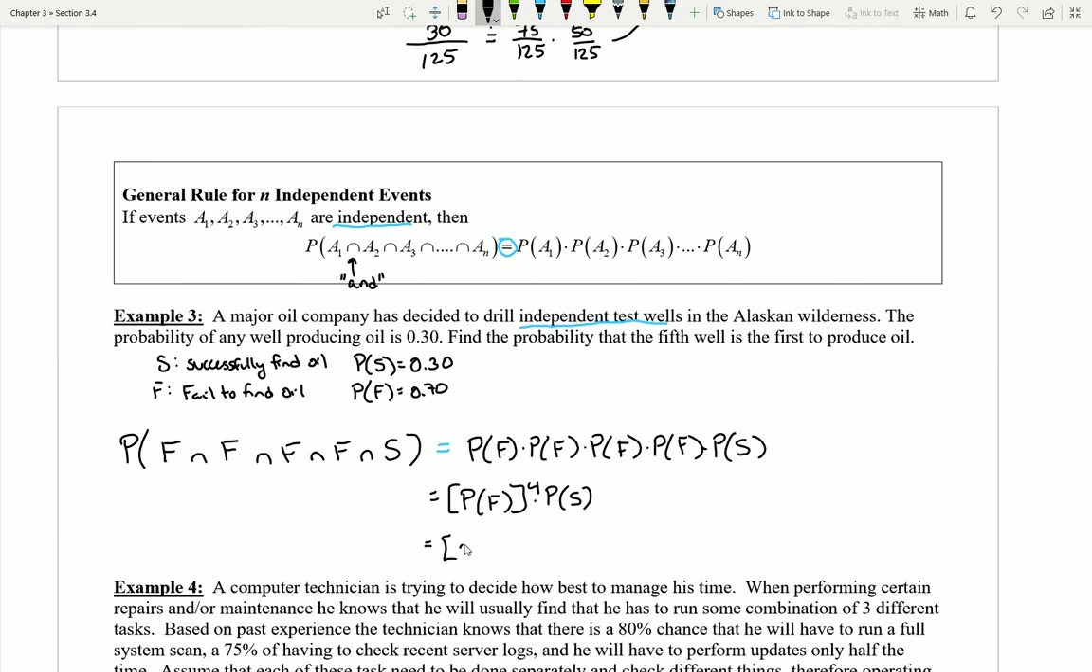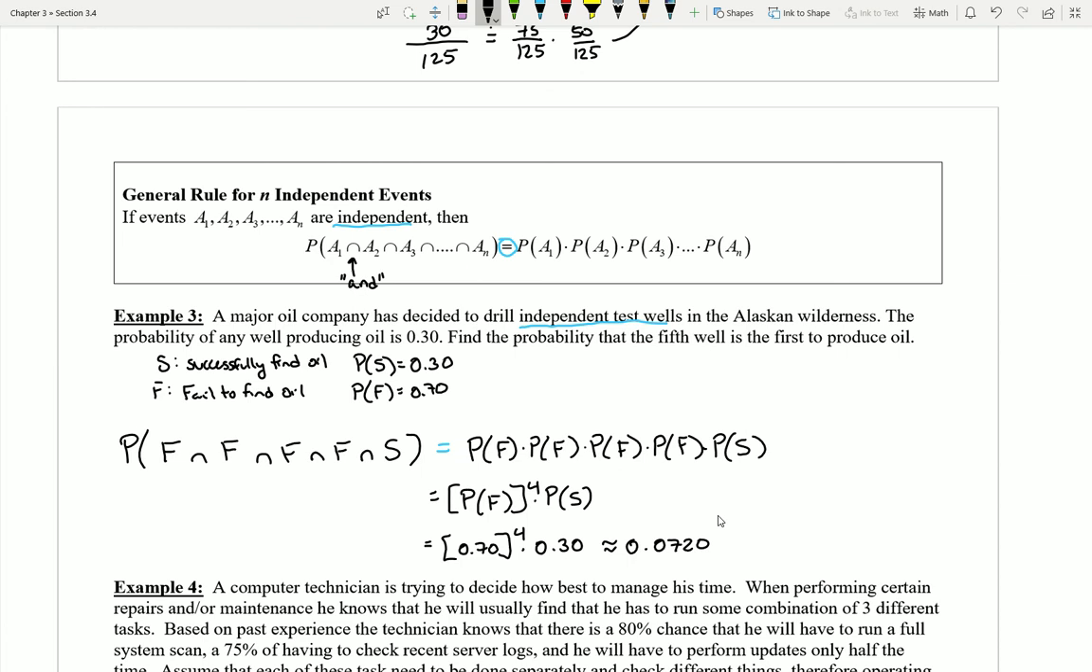So notice here what I'm really going to have is 0.7 to the 4th power, or 0.7 times itself 4 times in a row, and then times a 0.30. If you went to a calculator, you typed this in, crunched it out, you'd end up with something like 0.0720.